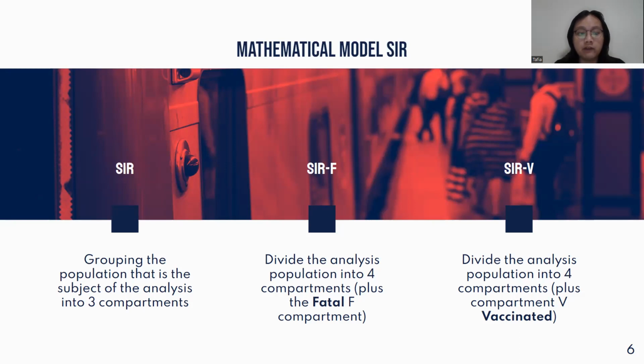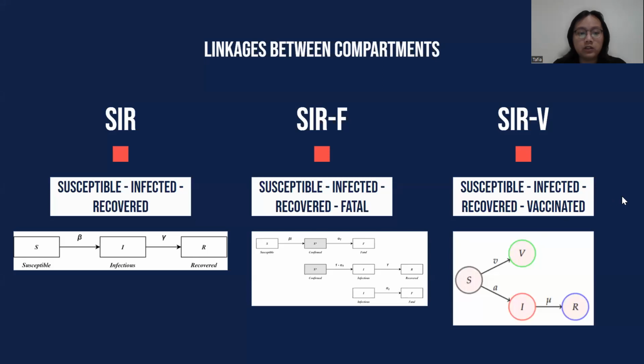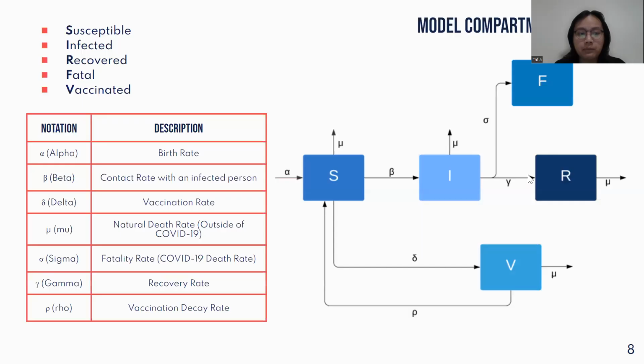The last is the CRV modeling: susceptible, infected, recovered, vaccinated. This model is an extended CR model that takes into account the vaccination of the susceptible population. The following is an illustration of the relationship between the mathematical model of one compartment with the next compartment.